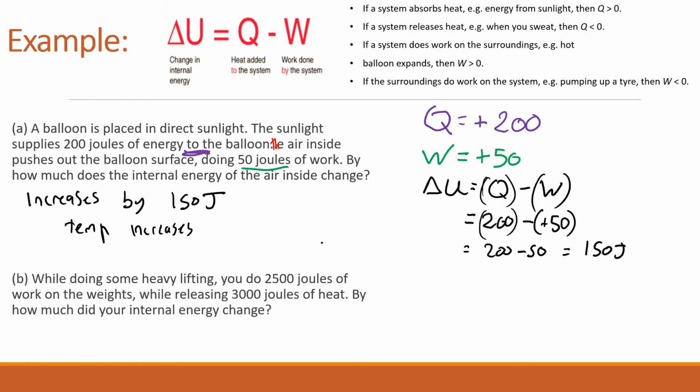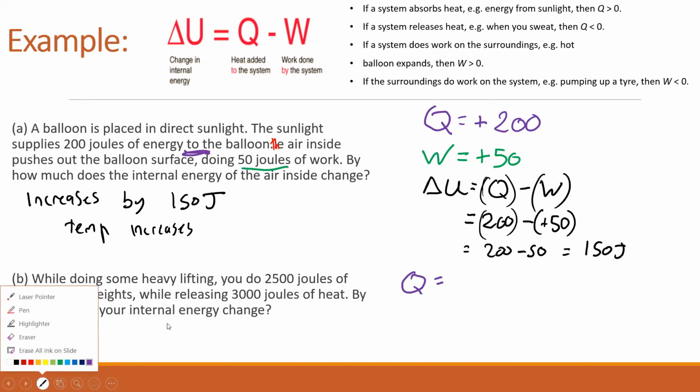Okay, first question. While doing some heavy lifting, you do 2,500 joules of work on the weights, while releasing 3,000 joules of heat. By how much did your internal energy change? Let's start with Q. Can someone tell me how much heat is getting transferred, and if it's positive or negative?